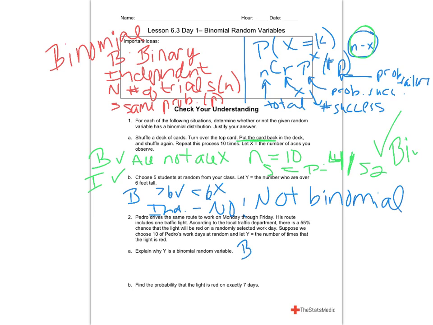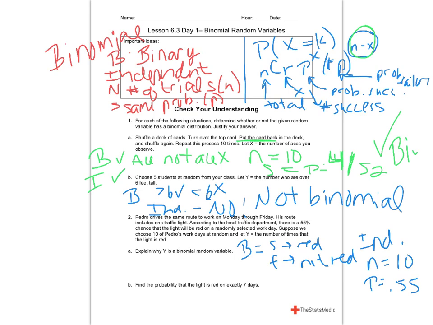Same thing we've been doing, right? He has a success or a failure, right? A success is it's a red light. A failure equals it's not red. So we've got the binary part. They are independent. He has a set number of times that he's looking at it, which is 10 of Pedro's work days. And the probability stays the same every time at 0.55. So that's my justification that this is a binomial situation.